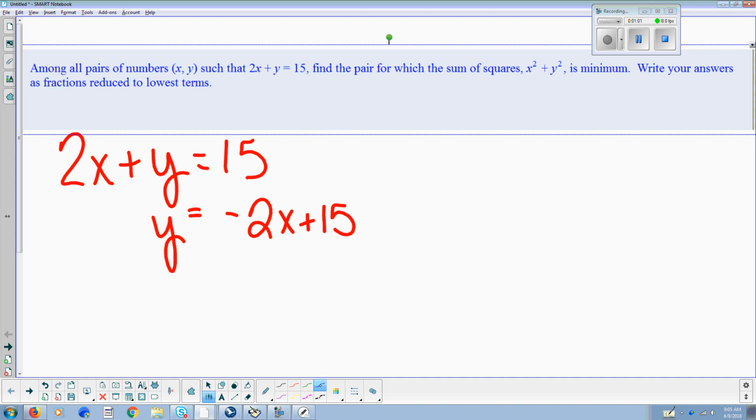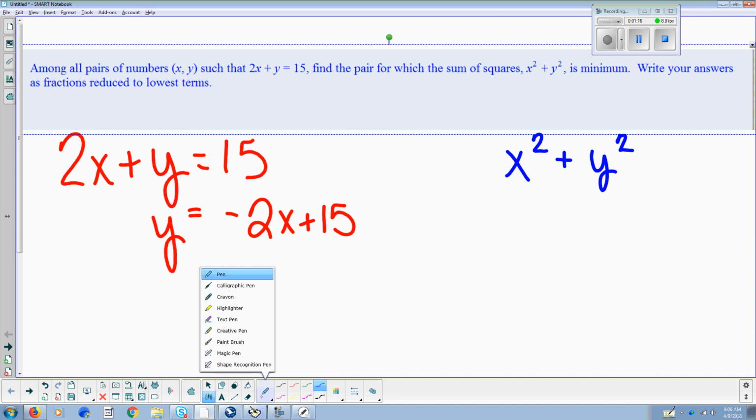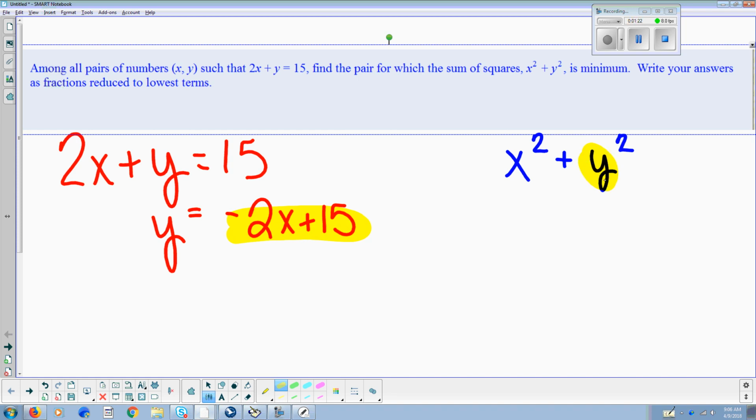Now, it told me to find the pair of numbers for which the sum of squares, x squared plus y squared, is minimum. Well, if y is said to equal the quantity negative 2x plus 15, then I'm going to replace y with that quantity in my quadratic equation. So I'm going to rewrite this as x squared plus the quantity negative 2x plus 15, squared.